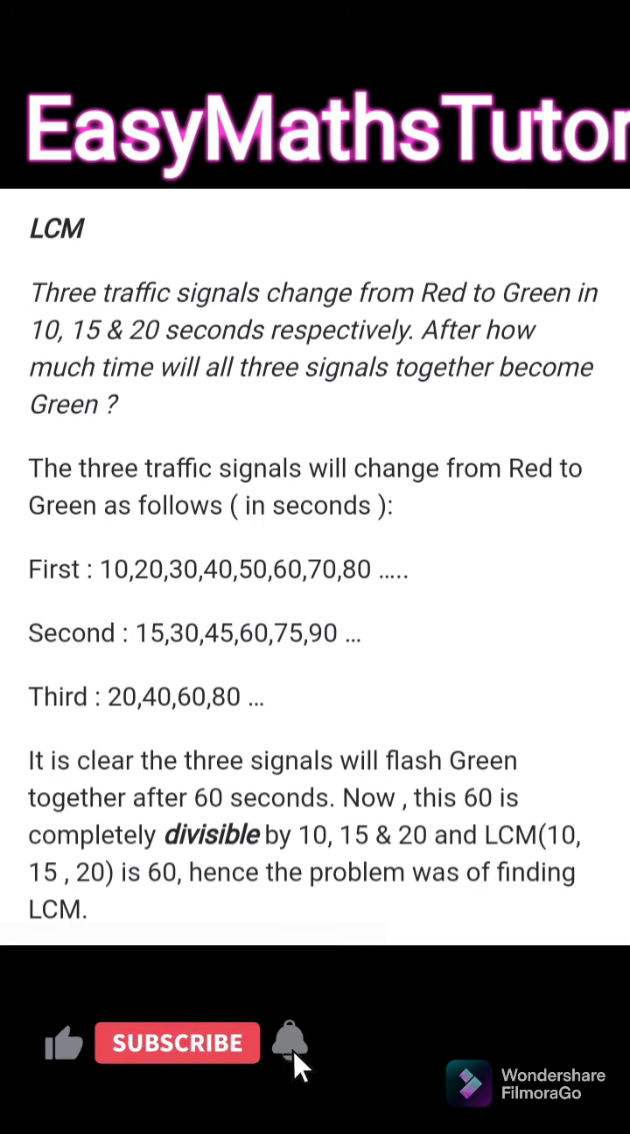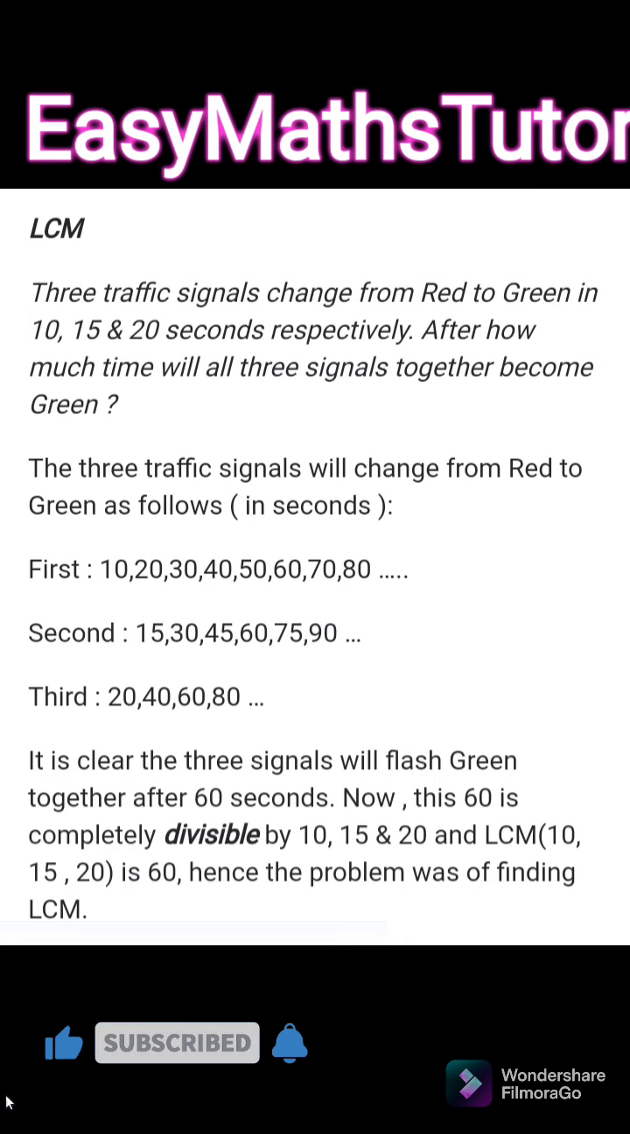The first light will be 10, 20, 30, 40, 50, and so on. The second will be 15, 30, 45, multiples of 15, and the third will be 20, 40, 60, and multiples of 20. So if you look at the timing of the 3 lights, you'll find some common multiples showing up in each of them. And it is clear that the 3 signals will flash green together after 60 seconds.